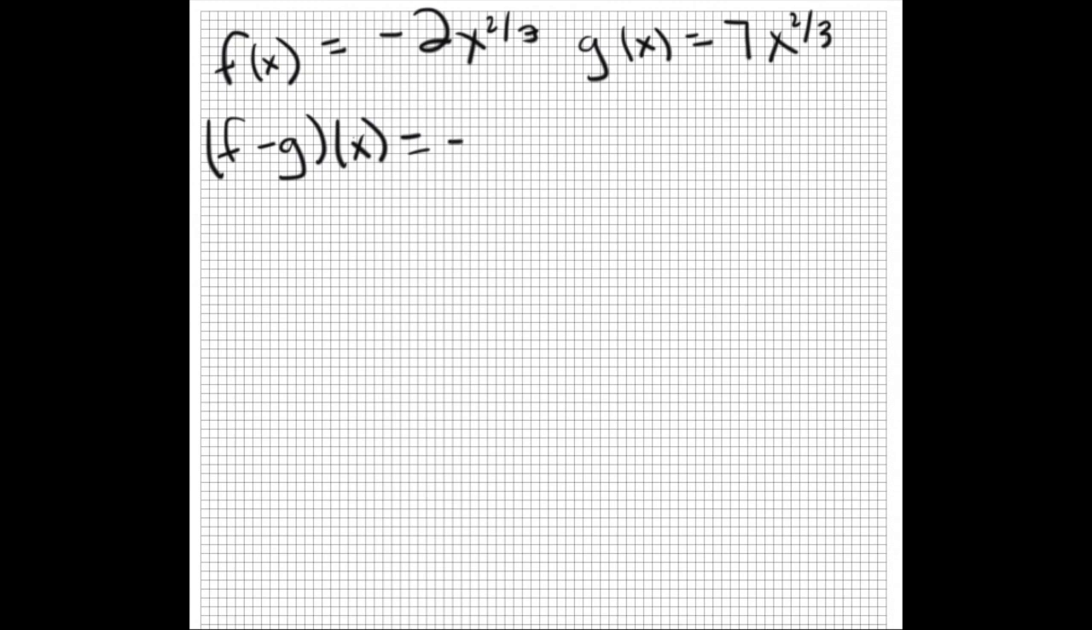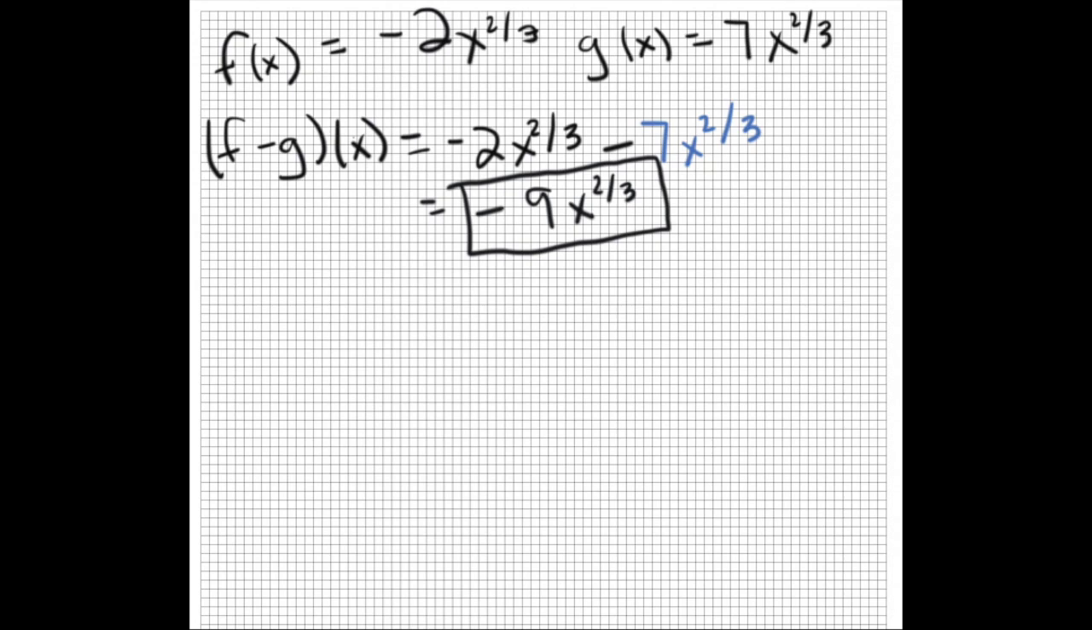So I'm going to take the first one, and then I'm going to subtract from it the second function. And again, since the exponents are the same here, all we need to do is just subtract the coefficients. So negative 2 minus 7 makes negative 9x to the 2/3. That's our new function.